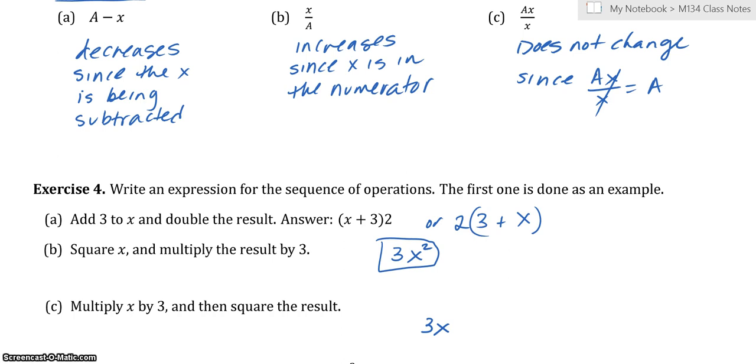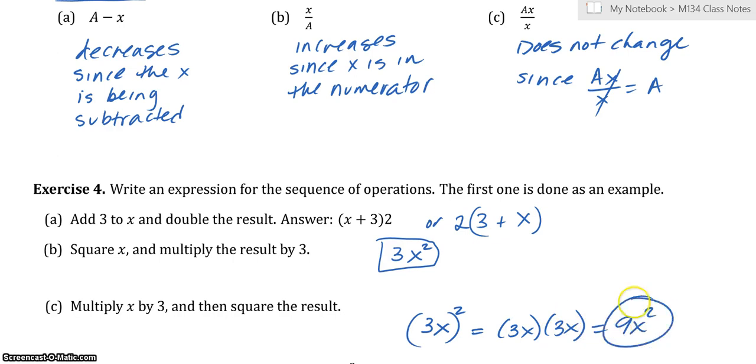And then square the result. So we're going to square the whole thing, so we have to put in parentheses. If you just put a square there, it'll look like this one, and it'll look like just the x's squared. Because you remember, order of operations says exponents come first. So if you knew what x was, we'd only square the x. So this one actually you can simplify to 9x squared if you want.